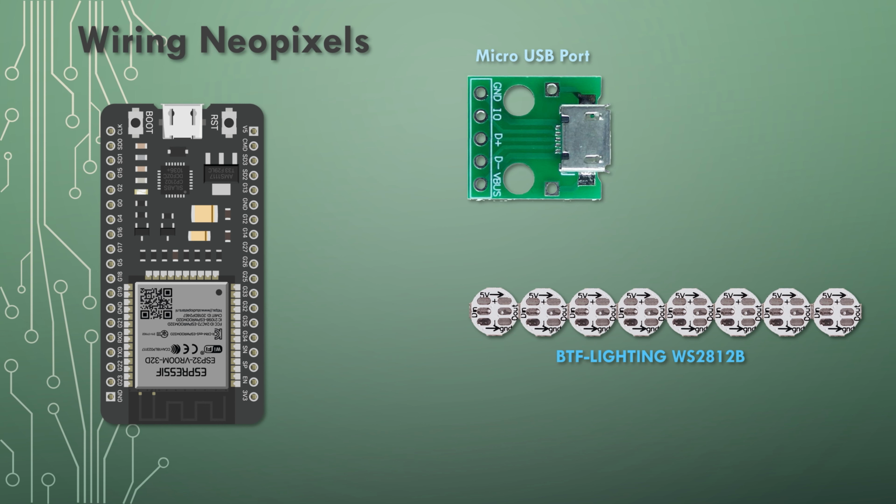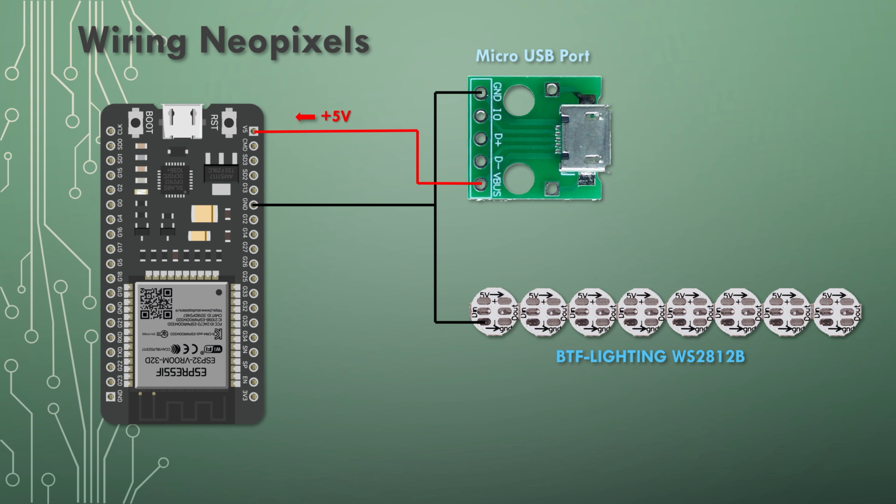So Neopixels and the ESP32 will be powered by my micro USB port. The ground terminal of the micro USB port goes to the ground pin on the ESP32, and this ground terminal also goes to the ground terminal of the first Neopixel. The VBUS pin, the 5-volt terminal of the micro USB port, goes to the 5-volt pin of the ESP32. It's going to power the ESP32 with 5 volts.